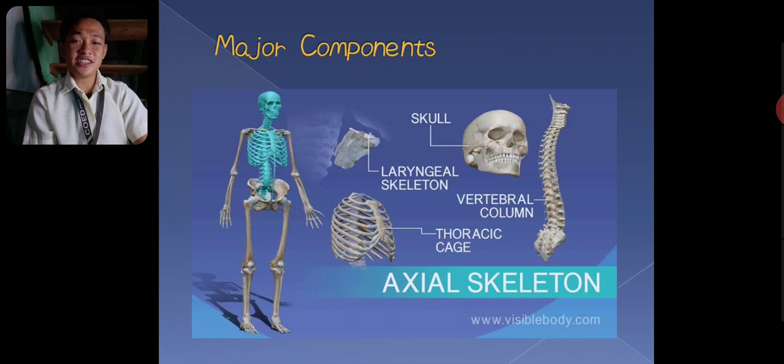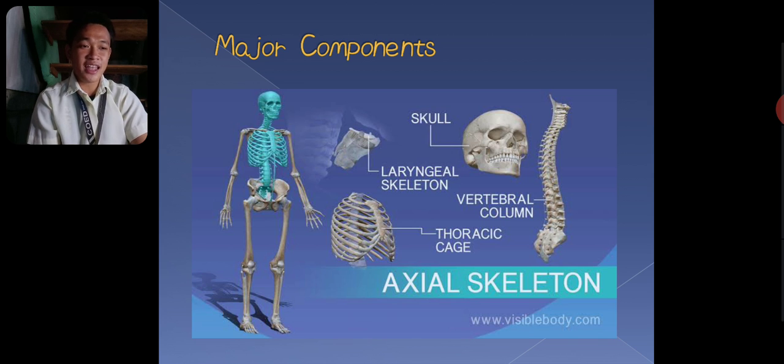So, as you can see in the image, andyan yung laryngeal skeleton or tinatawag na hyoid bone. Lies below sa ating mandible in the front of the neck. So, it acts as a movable base for the tongue and connected siya sa ating muscle sa ating jaw.